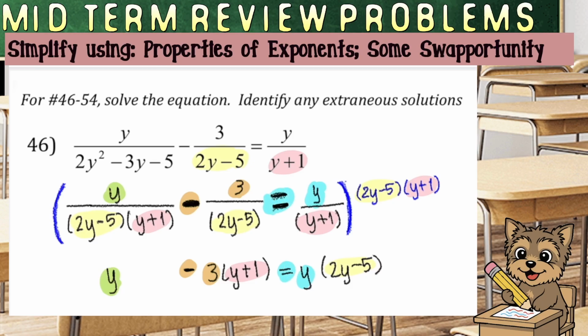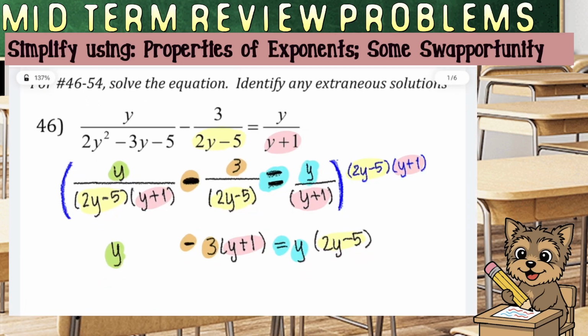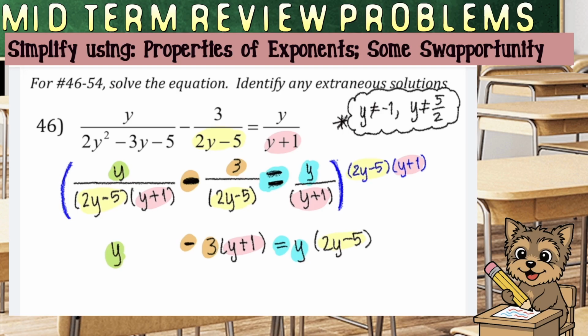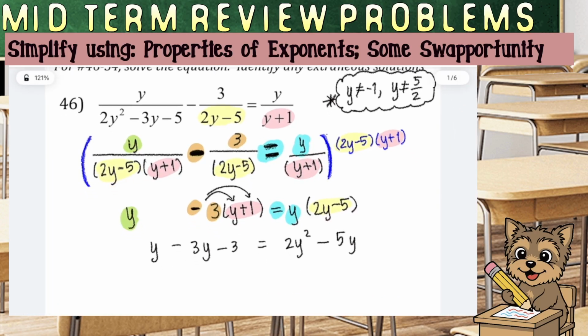Okay, so now what kind of equation am I dealing with? Now I'm dealing with a polynomial. Maybe before I forget though, let's state any restrictions. Based on my denominators, y cannot equal negative 1, and y cannot equal 5 over 2. So those are my restrictions, because we have to check for extraneous solutions. Okay, y minus 3y minus 3, distribute properly, equals 2y squared minus 5y. Now, definitely a polynomial, definitely quadratic.